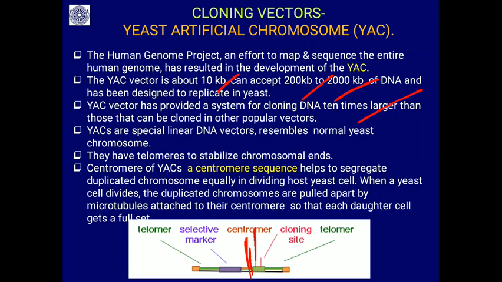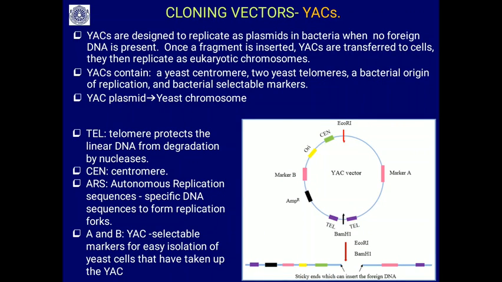So this is what you can see. There is a selectable marker. This is a linear DNA. It has the telomere, and you can see the cloning site. So this is the yeast artificial chromosome as a vector. They are designed to replicate as a plasmid; they behave like a plasmid when getting into the bacterium. So we have to cut in such a way that it can circularize and behave like a plasmid when it is transformed into the bacterial cell. Once a fragment is inserted, YACs are transferred to the yeast cells and they then replicate as a eukaryotic chromosome.